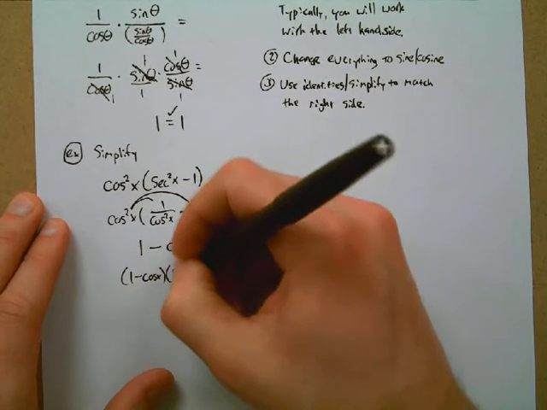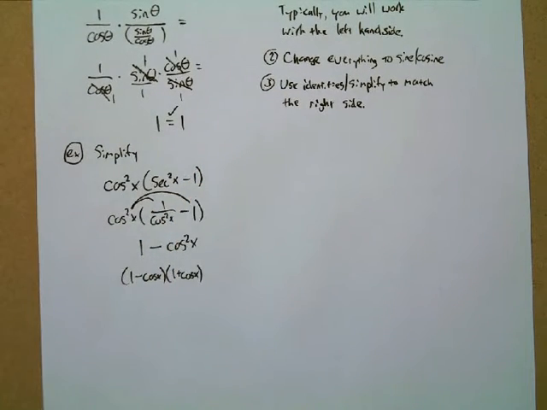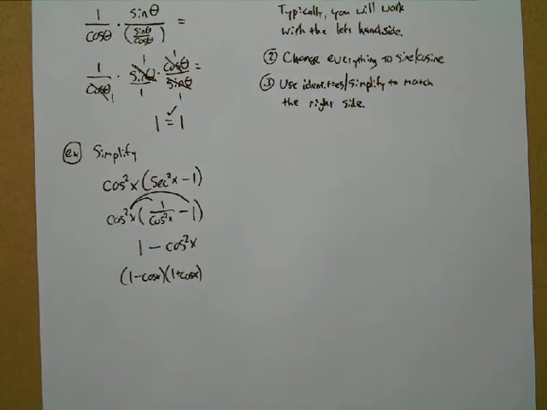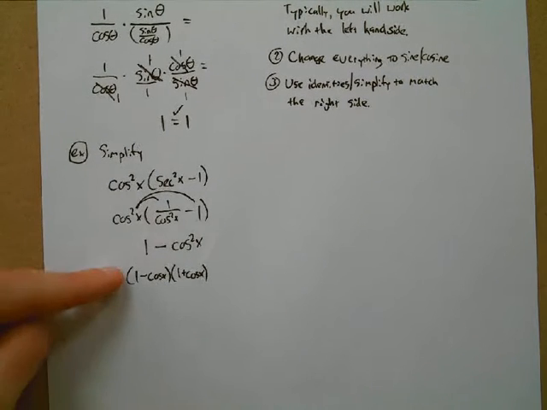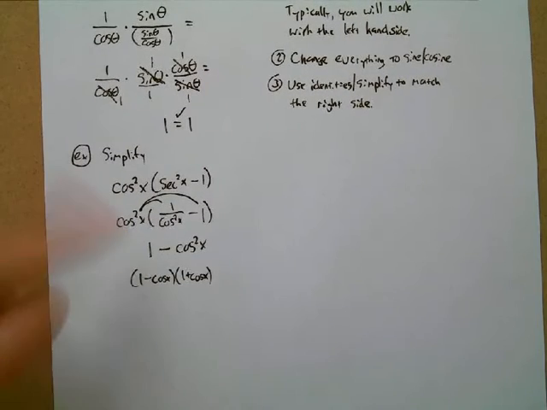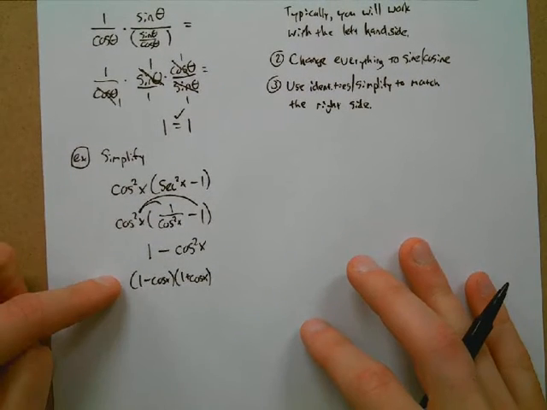However, I will say there is something we can do back up here with this 1 minus cosine squared of x. This is equal to sine squared of x.